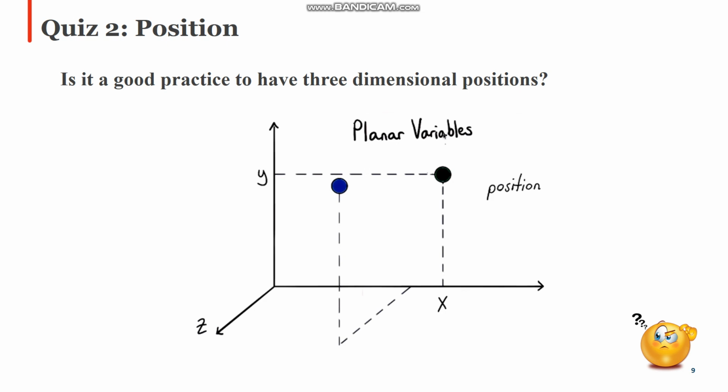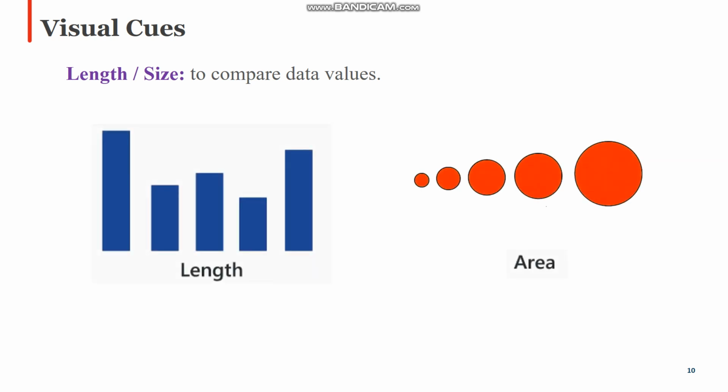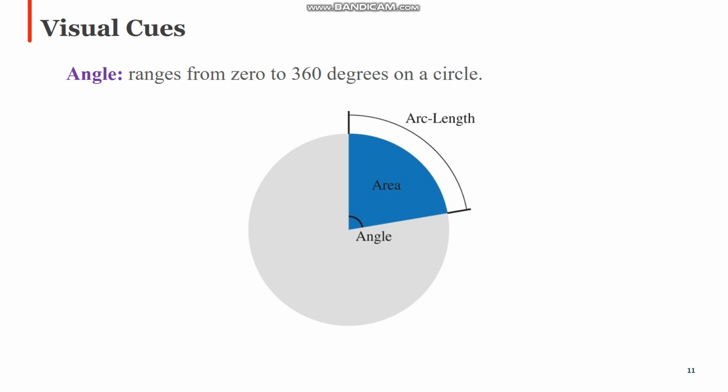Then, how can we display more data variables in one plot? We may try other visual cues, for example, the length and size. Length or size can be the third-dimensional data variable. Remember in the Hans Rosling 200 countries, 200 years plot, size means the population scale. As for angle, it ranges from 0 to 360 degrees on a circle. It is often used in a pie chart, meaning the overall percentage of each category compared to the whole, for example, the market share.